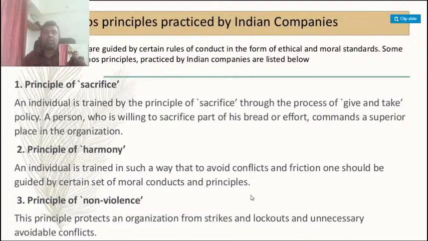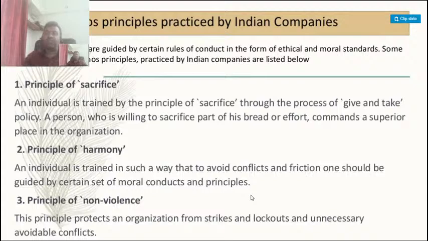Okay, business ethos principles practiced by Indian companies. Some of the things which are business community or business ethos are considered important ethos in the Indian corporate world. Indian companies are guided by certain rules of conduct in the form of ethical and moral standards. Some of the business ethos principles practiced are listed below.